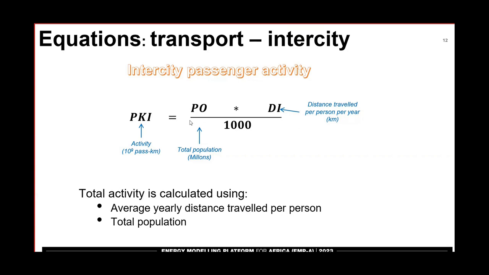That's why for this formula, we will use the yearly value to evaluate the distance traveled and then multiply by the population to have the number of passenger kilometers. The dividing by 1,000 here is to match with the unit of the passenger kilometer that we have here, which is billion passenger kilometer. So that is what we have for the activity to evaluate, the methodology that is used by the model to evaluate the intercity passenger activity.